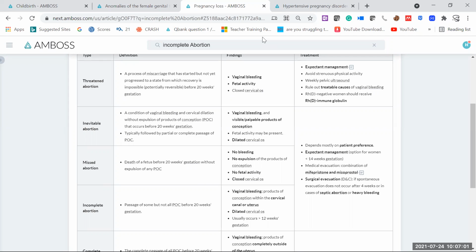So if a spontaneous evacuation does not occur after 4 weeks, say for example, the fetal heart is demised today, no fetal heart activity. So we can wait till 4 weeks, but we should not go for the D&C beyond that, because there are chances of having septic abortion in that case, because that product of conception may get infected with the passage of time. So we will not prefer this one.